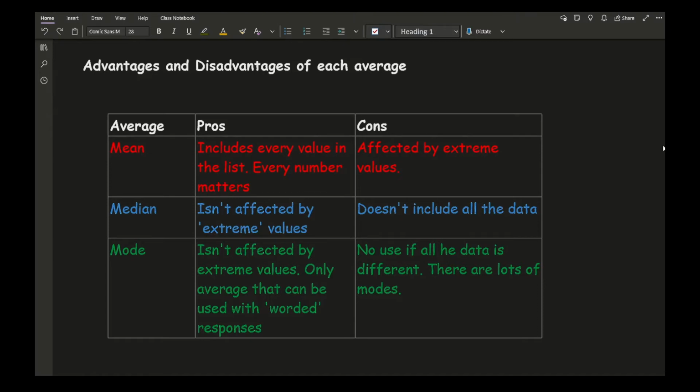Now, the mode isn't affected by extreme values. However, it's the only average that can be used for worded responses. So there is an advantage of that. However, a con of using the mode is that it's no use if all the data is different or you have lots of modes as your answer.